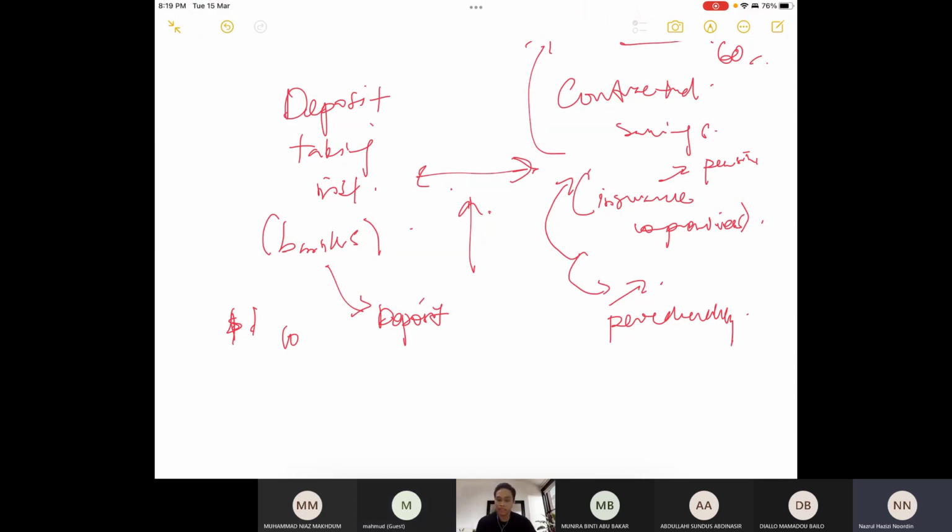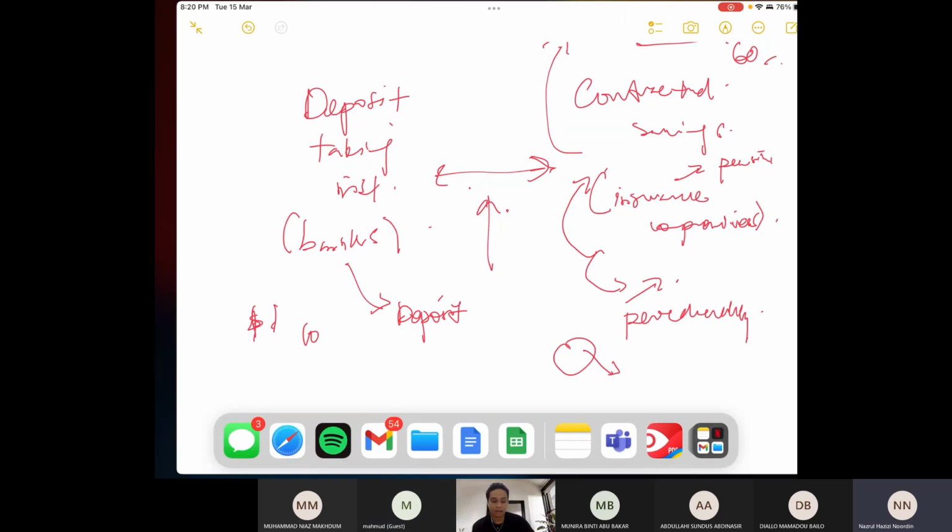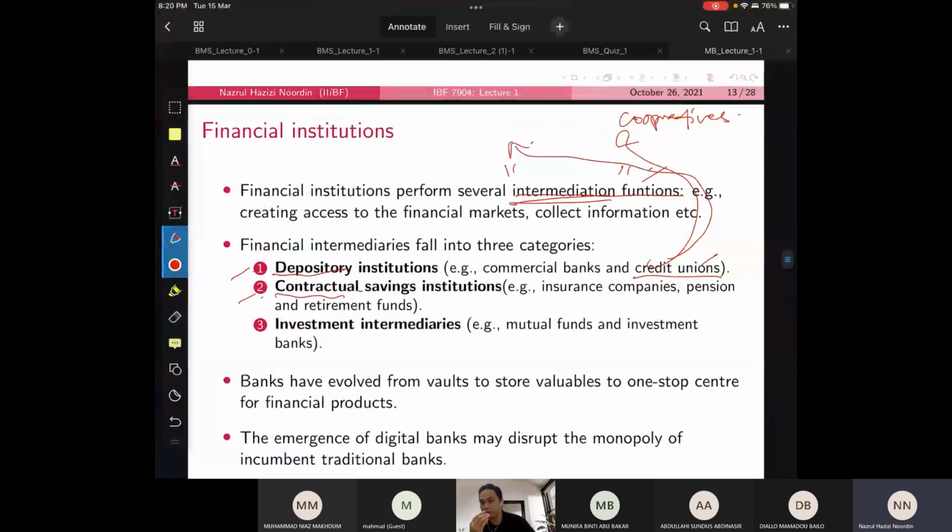But there will be a certain amount that is required for me to pay. Unlike deposit taking institutions, you don't have that kind of obligation, right? So that is different. But you can always pay in advance, it doesn't matter. The difference is that there is no obligation for the depositors in the deposit-taking institution. So that's the difference there.